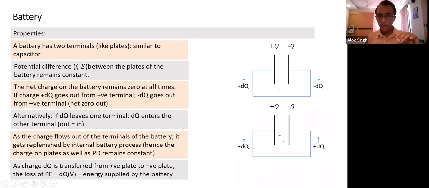That energy has come from chemical energy, which has come from ionization. That energy has been replenished. So the battery stores energy in chemical form. Whenever energy is consumed in electrical form, the chemical energy gets converted and supplies energy in the form of electrical energy.